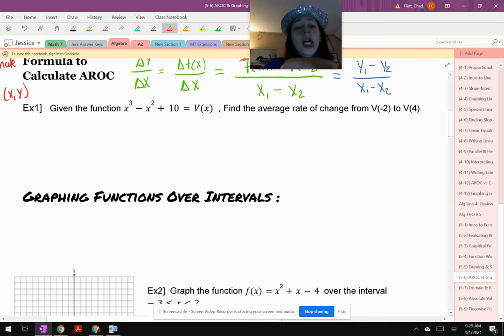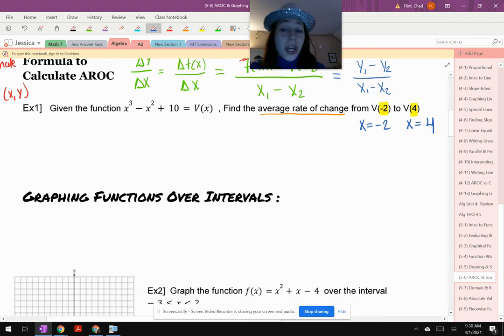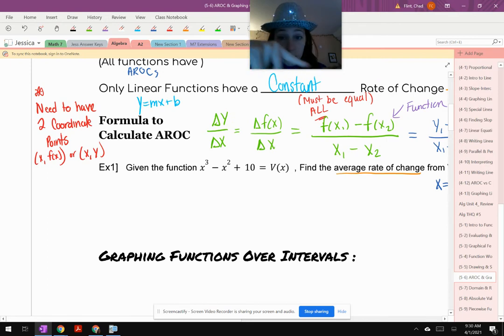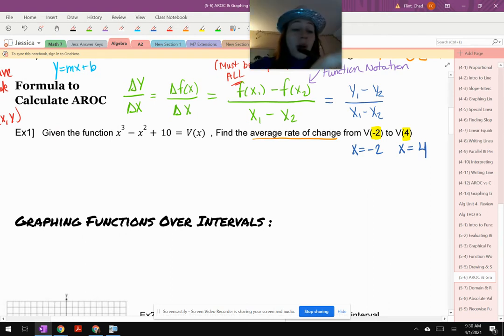Find the average rate of change. Keywords, average rate of change, from v of negative 2 to v of 4. So remember here, these pieces inside are the x values. When they're telling us find v of negative 2, that is an x value of x equals negative 2 and x equals 4. In order to find the average rate of change, we need to have 2 coordinate points, which means 2 x values and 2 y values. Right now, we only have 2 x values. We need to find 2 y values.